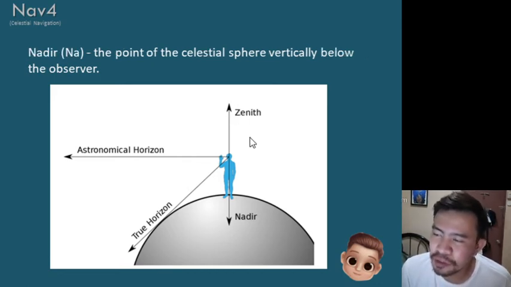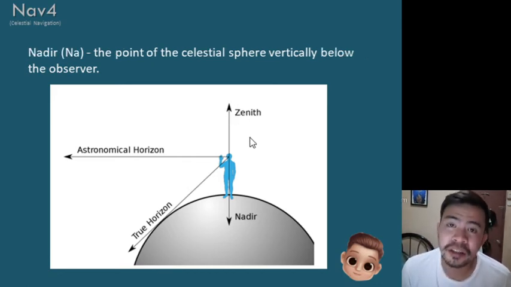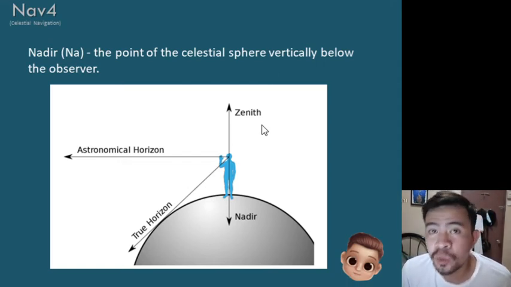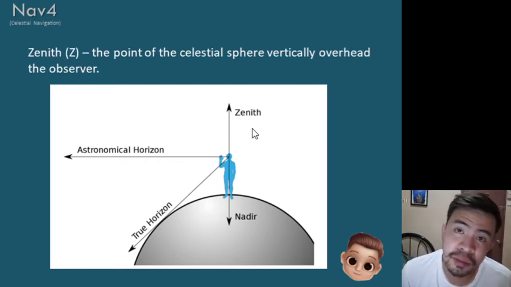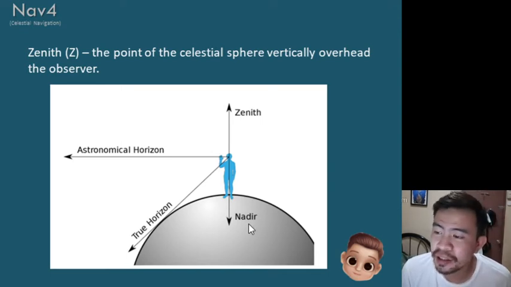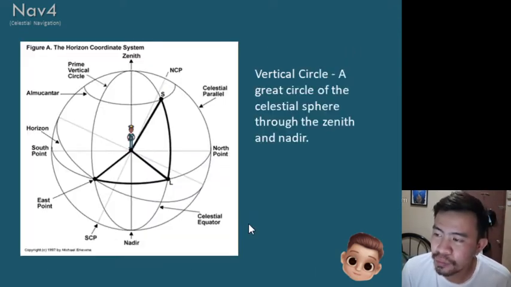And of course, the opposite of the zenith, the point on the celestial sphere directly below the observer, we call that your nadir. Again, zenith is directly above and the nadir is directly below. Now we have your vertical circle. The vertical circle is a great circle of the celestial sphere through the zenith and the nadir.